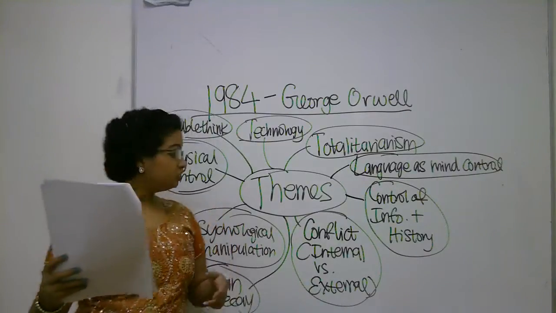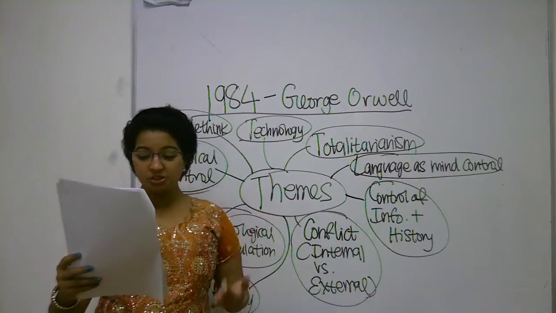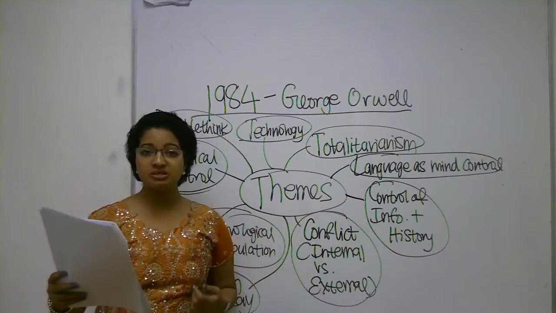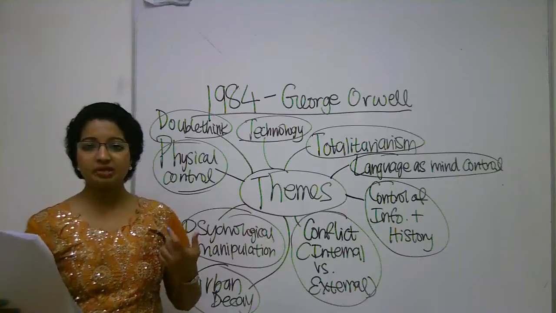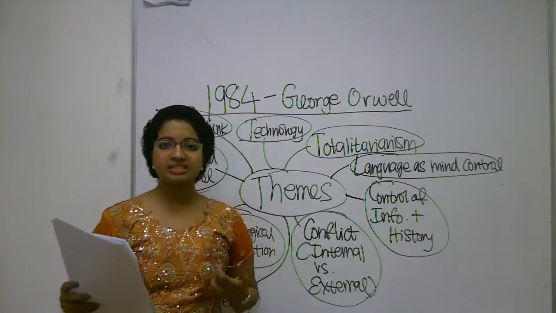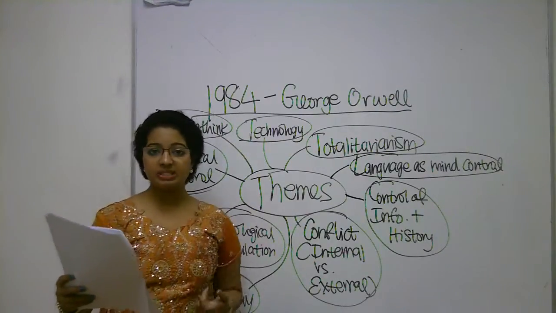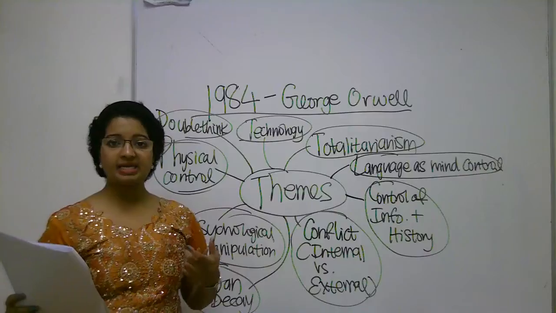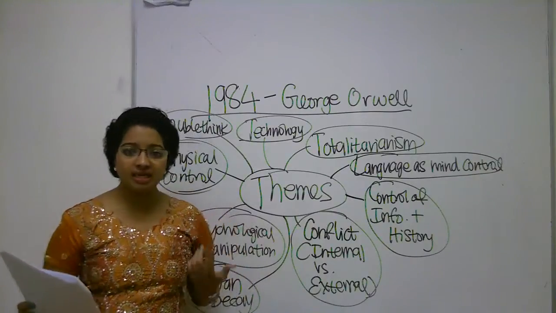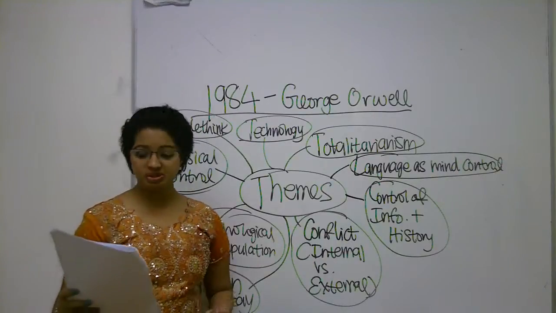And then there's the control of information and history, where past newspapers, photographs and documents have been eradicated so that people do not have any sort of emotions or sentiments or feelings. And the party controls the past, the present, and the future, so that any memory of any historical event will be erased completely from the collective social memory.